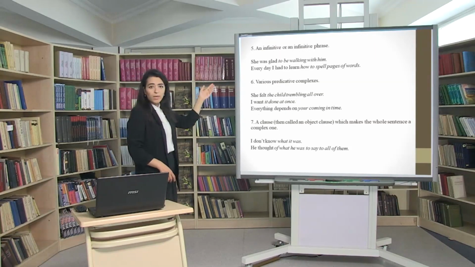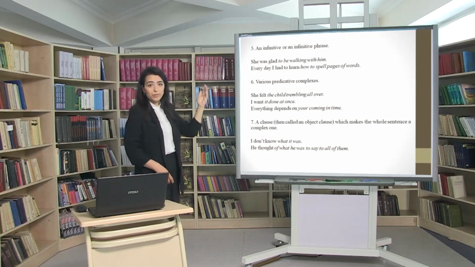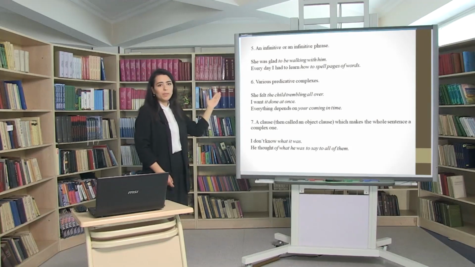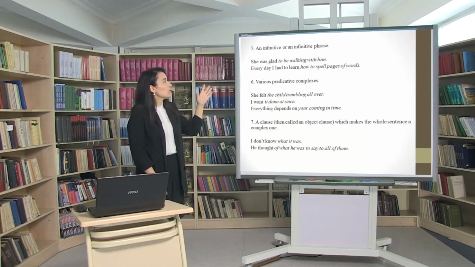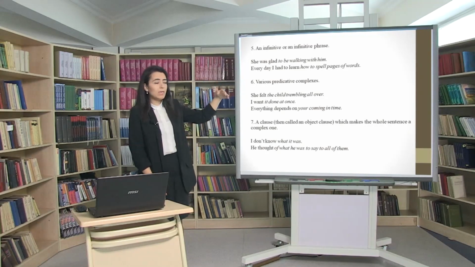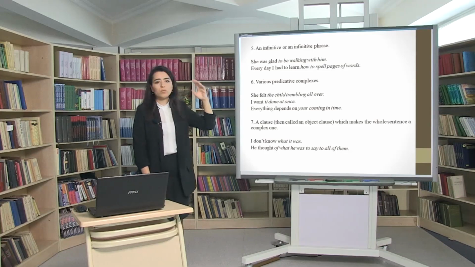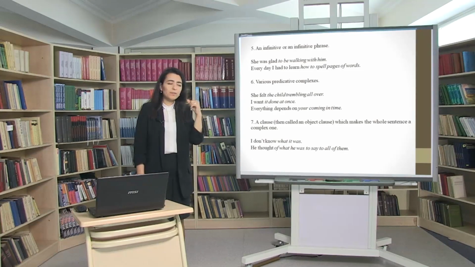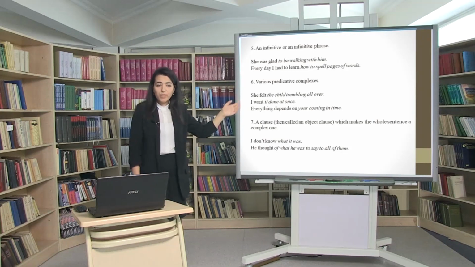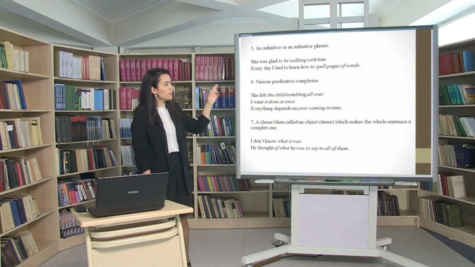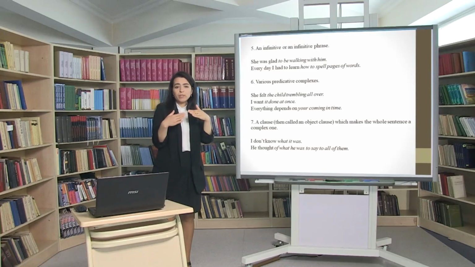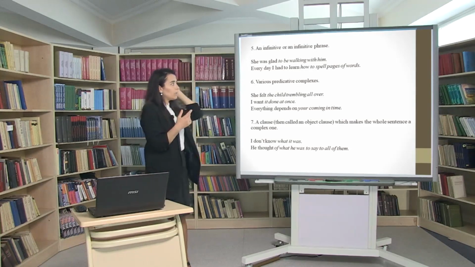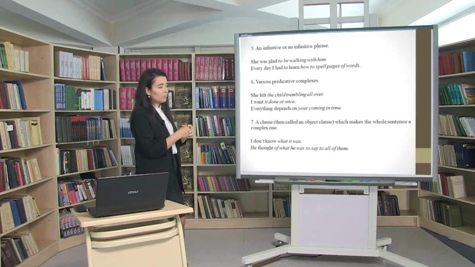And the fifth one, an infinitive or an infinitive phrase. For example, I say she was glad to be walking with them. She was glad to be walking. As you see, to be walking with him is an infinitive construction. And to be walking, this is continuous. The infinitive is used in the continuous form, and this is in the function of object.